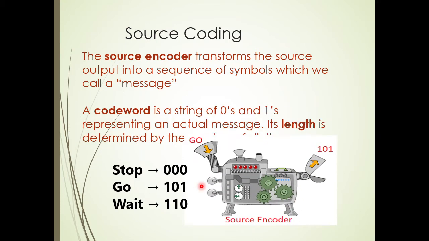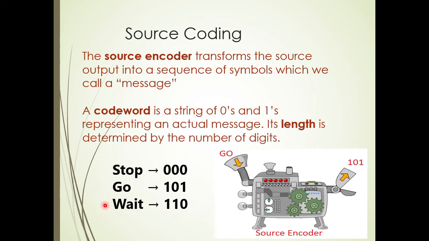So for instance, this is our source coding. These are our set of valid messages converted to strings of zeros and ones. And suppose that this is our machine, the source encoder. So our intended message goes through the source encoder and converts it to a string of zeros and ones of length 3, 101.